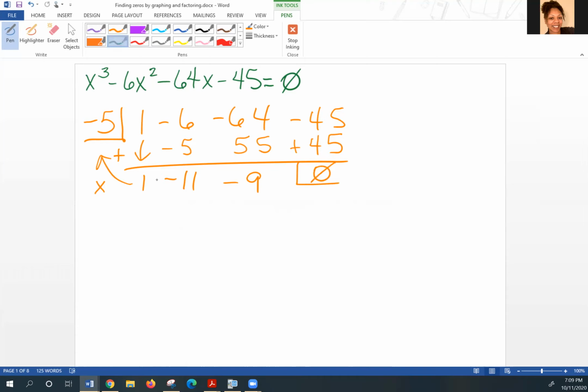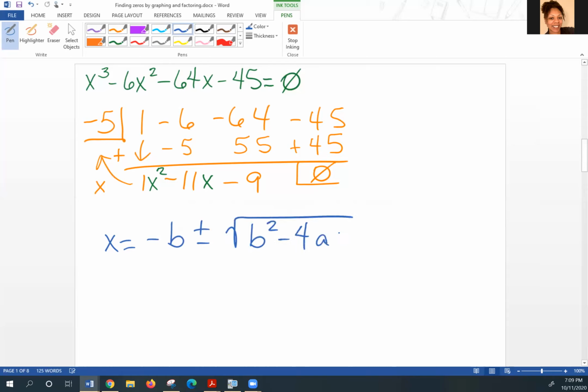So now I'm going to go back in and I'm going to go down 1 degree. This is now x squared, x, and then this is just a constant. I can look at this and know that there's no way I can factor it because there's not anything that I can multiply to give me 9, but then add to give me negative 11. So I would have to recall the quadratic formula. The quadratic formula states that x is going to equal negative b plus or minus the square root of b squared minus 4ac, all over 2a.